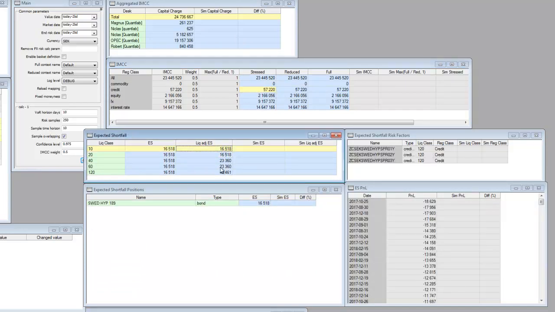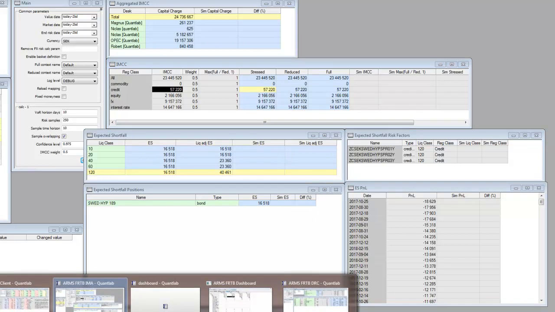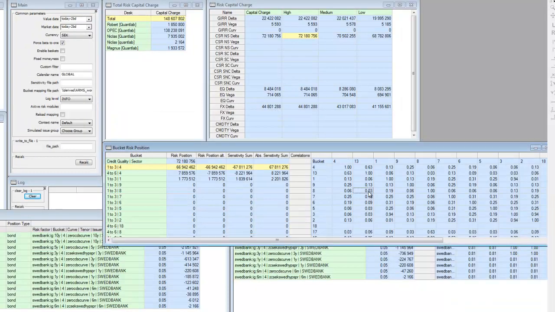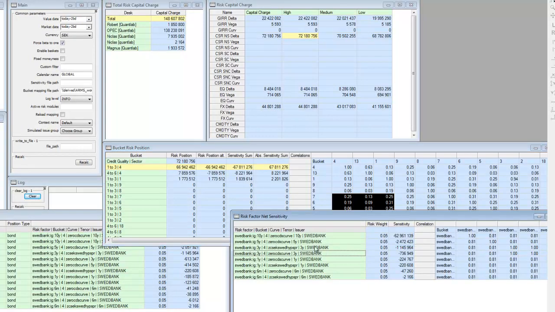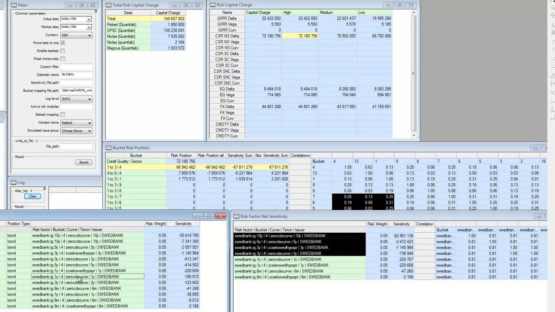And this is the way you need to be able to drill down in order to understand where your high capital charge numbers are coming from. It's very difficult to do this from just a single dashboard without having the possibility to get into the detailed calculation and also into the detailed aggregation. How are these actually aggregated? Which correlations are you using, and how are these positions mapped into buckets?